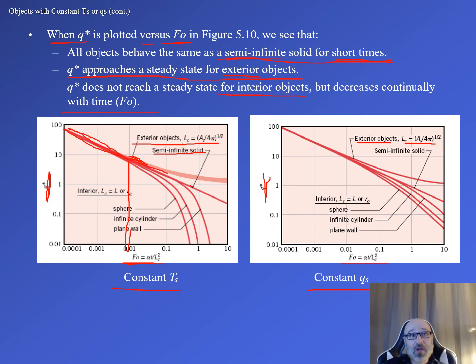Once we get past that point, you can see they start to change. There's our exterior right there. There's our semi-infinite right there. Then we come down here for our plane wall, our infinite cylinder, and our sphere. Then we talk about the last one here. This does not reach steady state. So as we saw here, it does reach steady state right here. If we're talking about the exterior objects, it kind of curves off until it gets to steady state there. But for our interior objects, it decreases continually right there. So you can see all of these are going to decrease continually going down there.